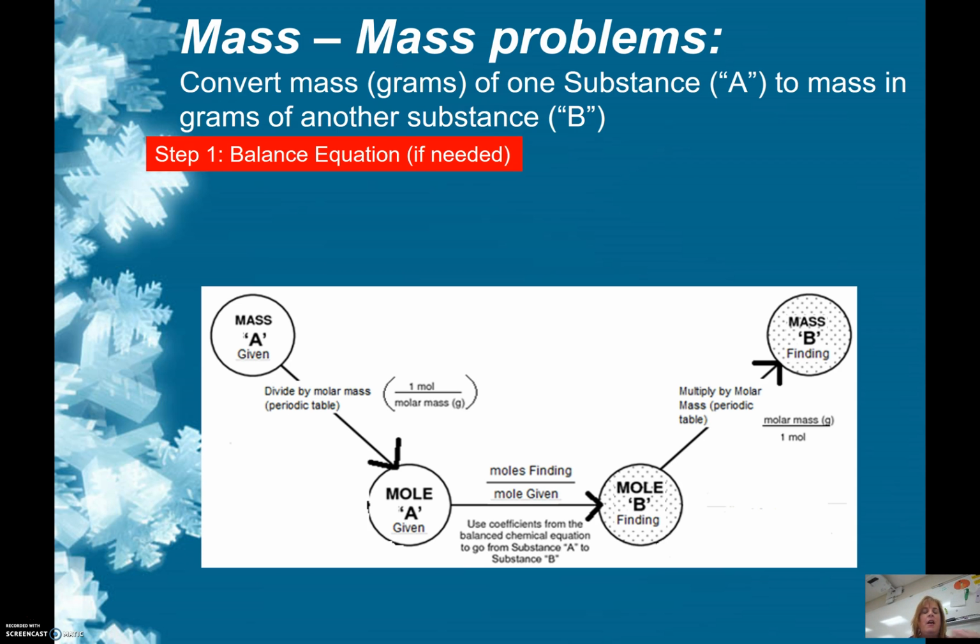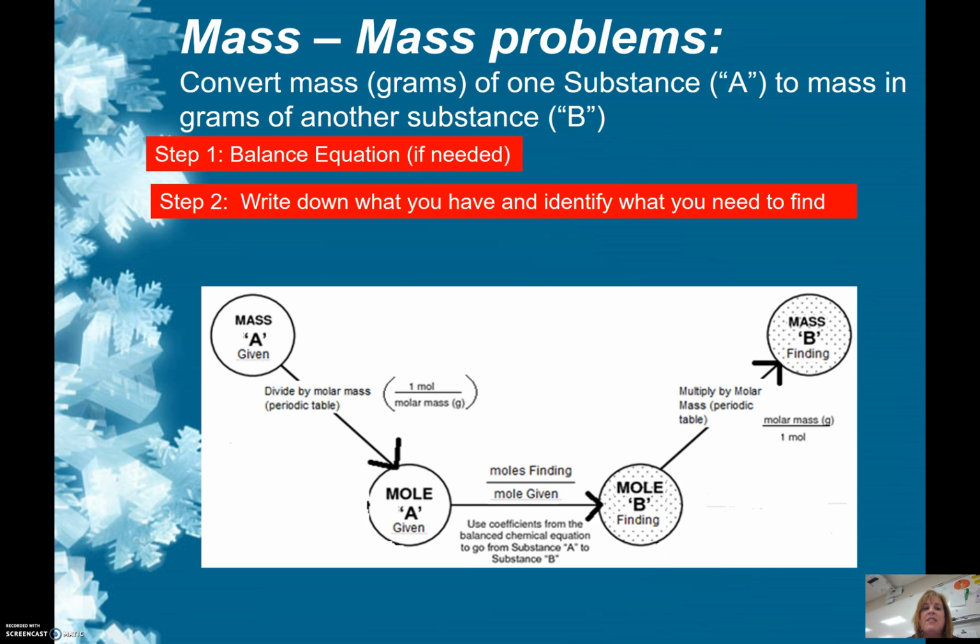So step one, because that heart of the stoichiometry problem is the mole ratio from our balanced chemical equation, the first thing we need to do is balance our chemical equation. The second thing we're going to do is go through and write down what we have and identify what we're trying to find. Now, I will actually start off by doing that in the problem statement before I actually start writing it down. Step three, we're going to convert from grams of what we were given to moles of what we were given by dividing by molar mass, right? To go from grams to moles, we divide by molar mass.